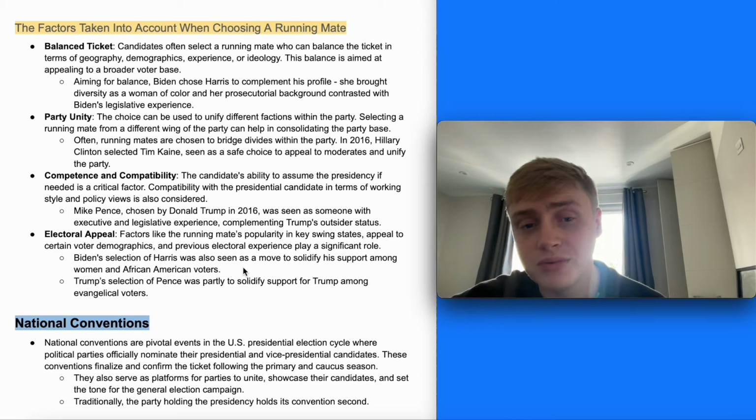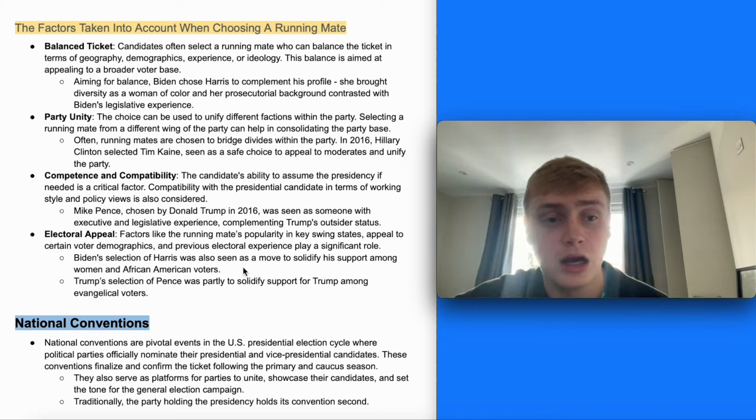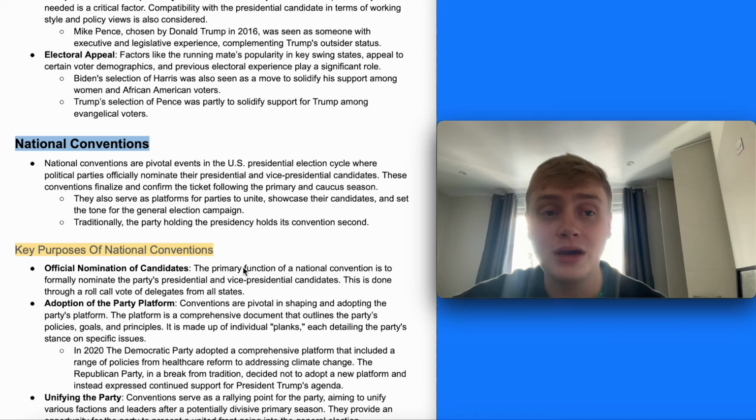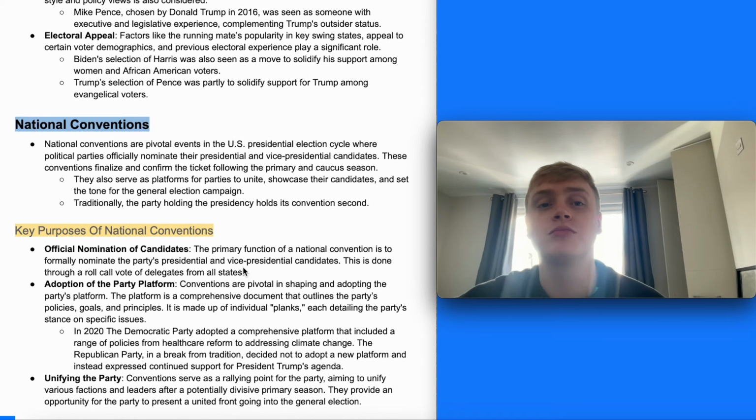Donald Trump in 2016 chose Mike Pence, who was more of an establishment Republican figure, and someone who had executive and legislative experience, complementing Trump's outsider status. Perhaps the most important, though, is electoral appeal. Factors like the running mate's popularity in key swing states, appeal to certain voter demographics, and previous electoral experience play a significant role.